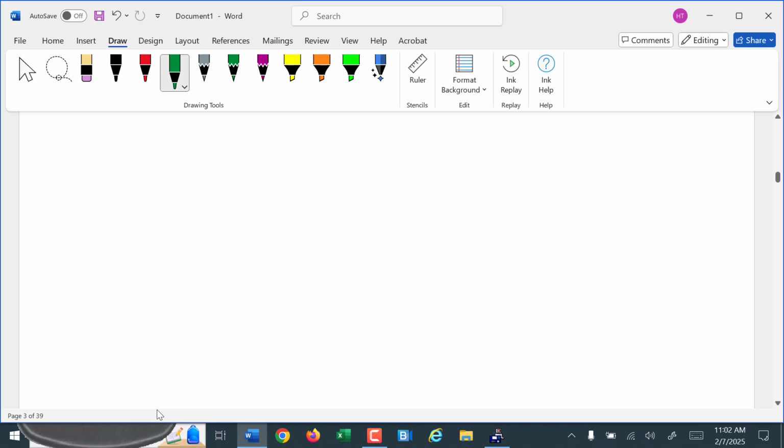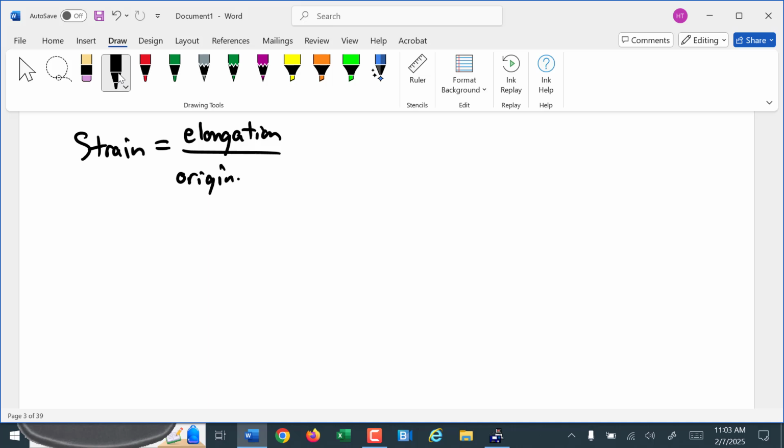The other quantity that's necessary to understand elastic modulus is something called strain. The amount of strain is the elongation over the original length. Often written as delta L over L.